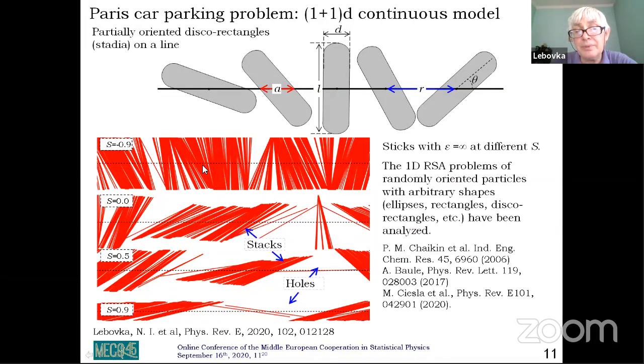In all cases, we can observe the formation of some stacks. You see, the particles are oriented parallel, and here are stacks, and here we have some holes. For example, this car is placed along the line, and we have no possibility to place a supplementary particle in this hole. When we have fully oriented particles along the line, S is equal to 1, we have the famous Rényi problem of particles along the line.